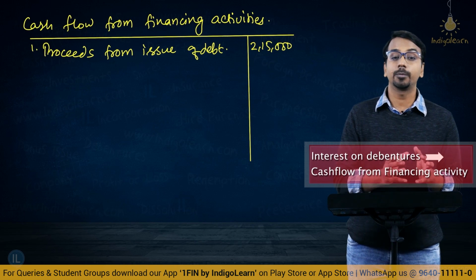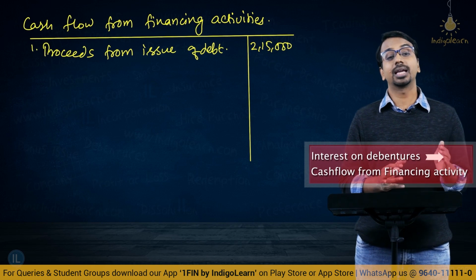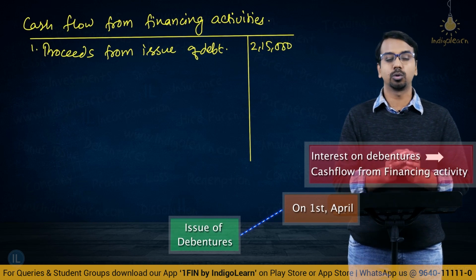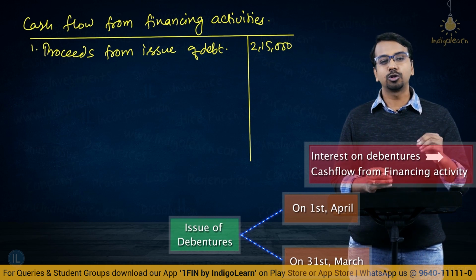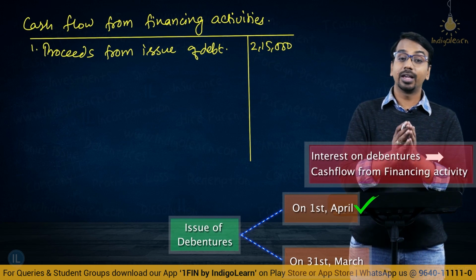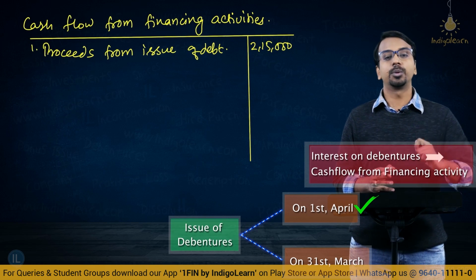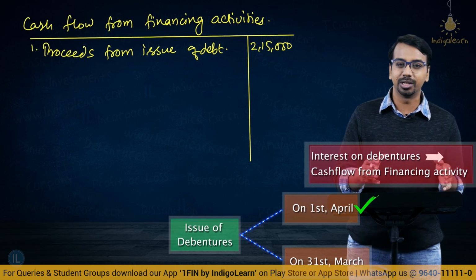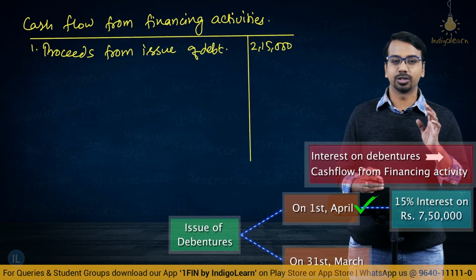Now, in the question, we have not been given the exact dates of issue of the fresh debentures. Multiple assumptions are possible. We can say the debentures were issued on 1st of April, or we can assume they were issued on 31st of March of the current year. Either assumption is fine. What we will assume is debentures were issued on 1st April of the financial year. That means 5 lakhs debentures were outstanding as on last year and 2.5 lakhs were issued on 1st of April itself. Because they were issued on 1st of April itself, the interest is payable on the entire debentures. That is 15% interest will be paid on 7,50,000.